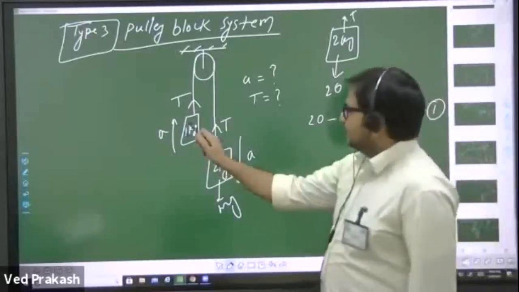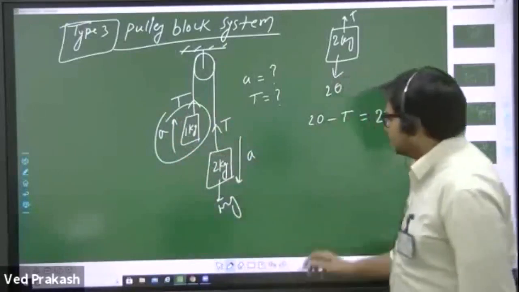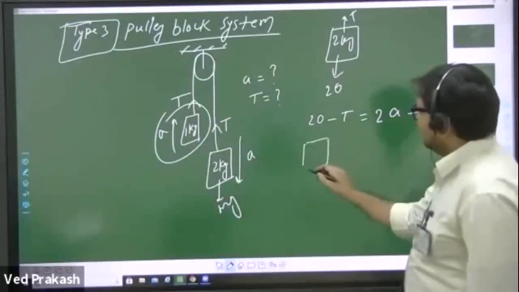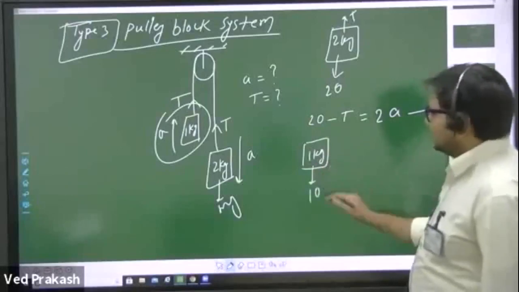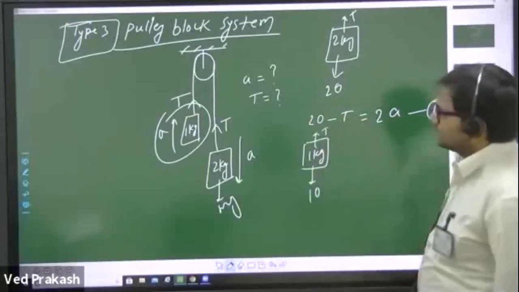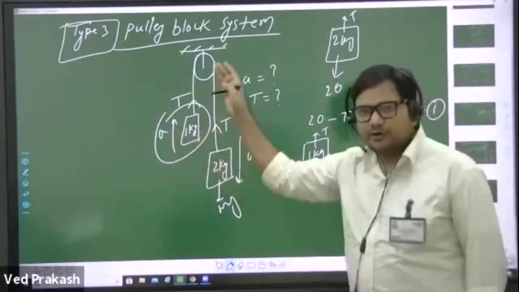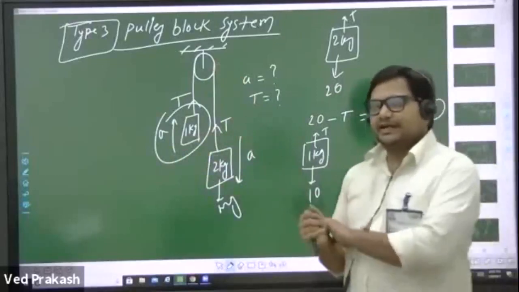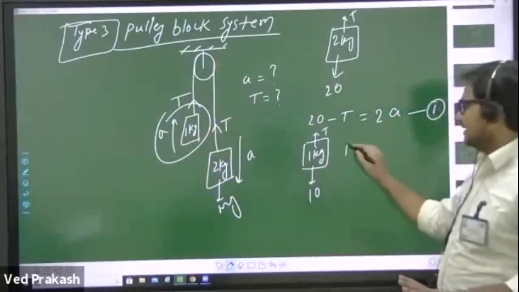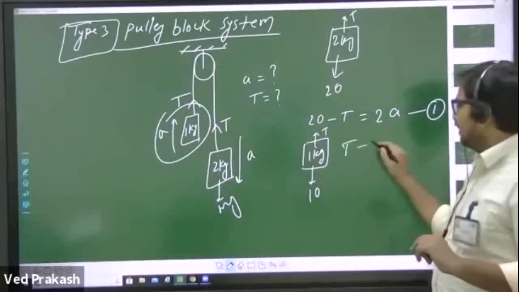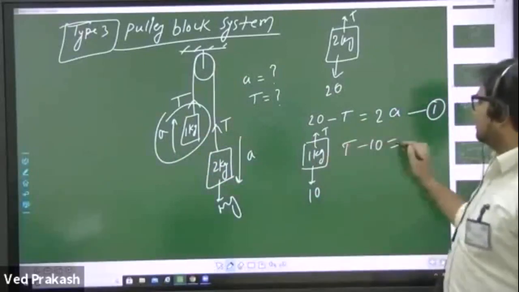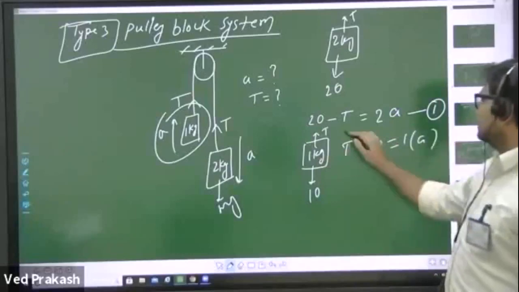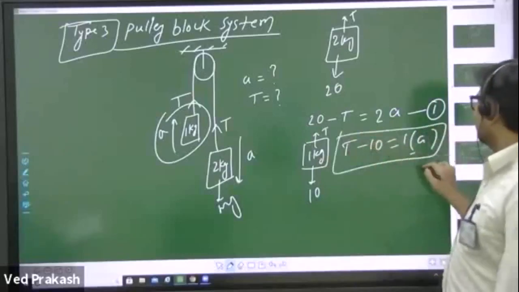If you try to write Newton's second law for the other object, you will have to draw the free body diagram of the 1 kg block. A 10 Newton force will act in the downward direction and T in the upward direction. Since this block is moving in the upward direction, T is greater than 10. So T in the upward direction minus 10 acting in the downward direction, total force equals the mass of this block, 1, times acceleration A. This is our second equation.